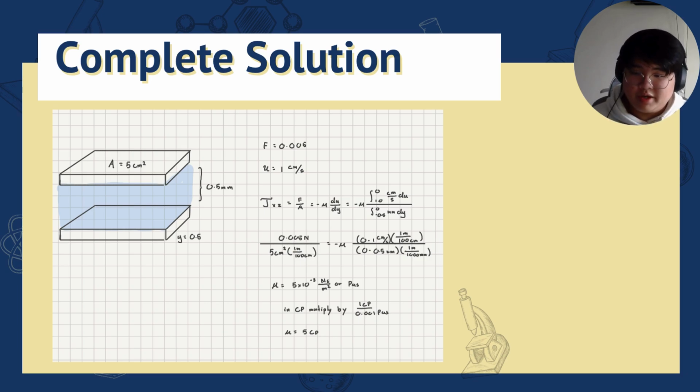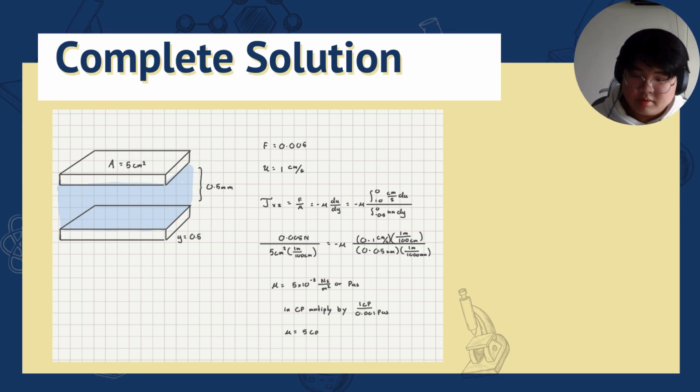So for the given, again, we were given the force of 0.005 newtons, a velocity of 1 centimeter per second, and an area of 5 centimeters squared. To solve this problem, we have to go back to the theory of Newton's law of viscosity, wherein the shear stress is proportional to the negative value of the velocity gradient.